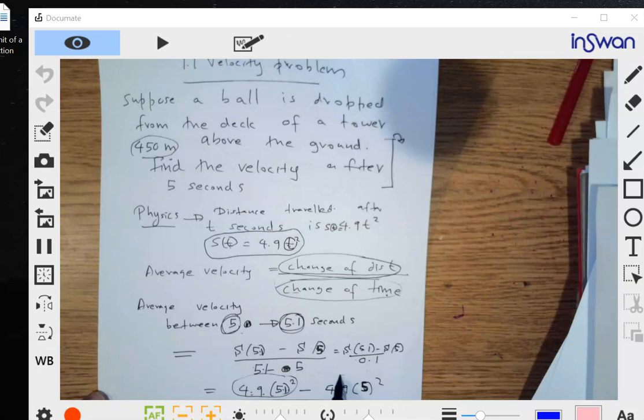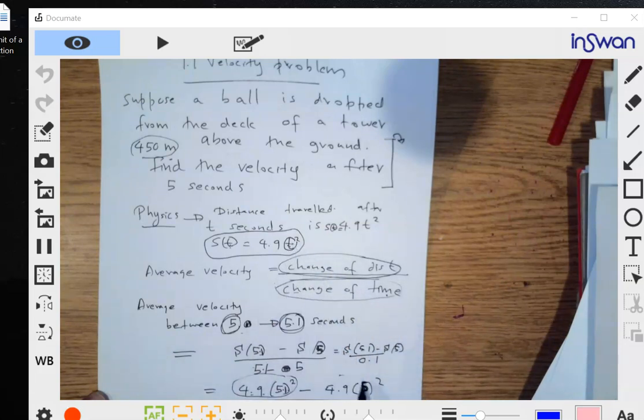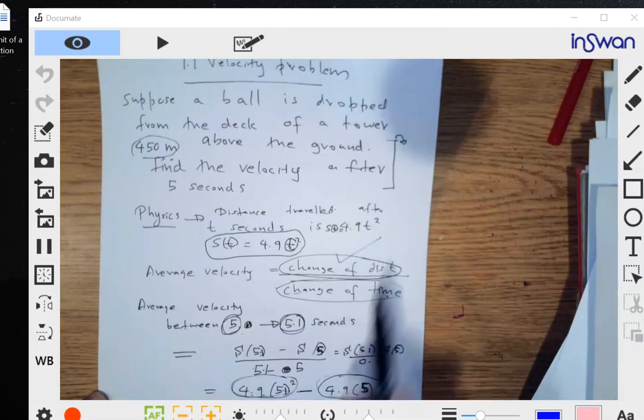And how do you find the distance after 5? Well, you go up here again and plug in 5. This is the distance after 5. This is the distance after 5.1. Their difference is the change of distance.